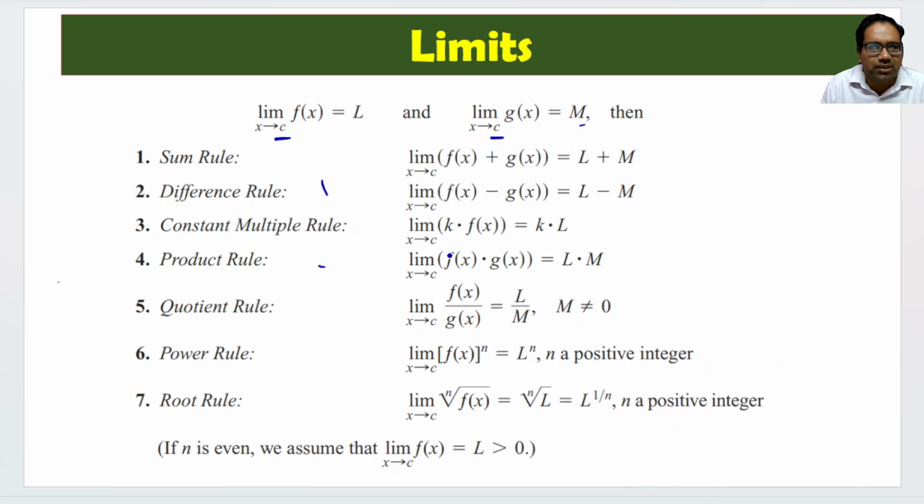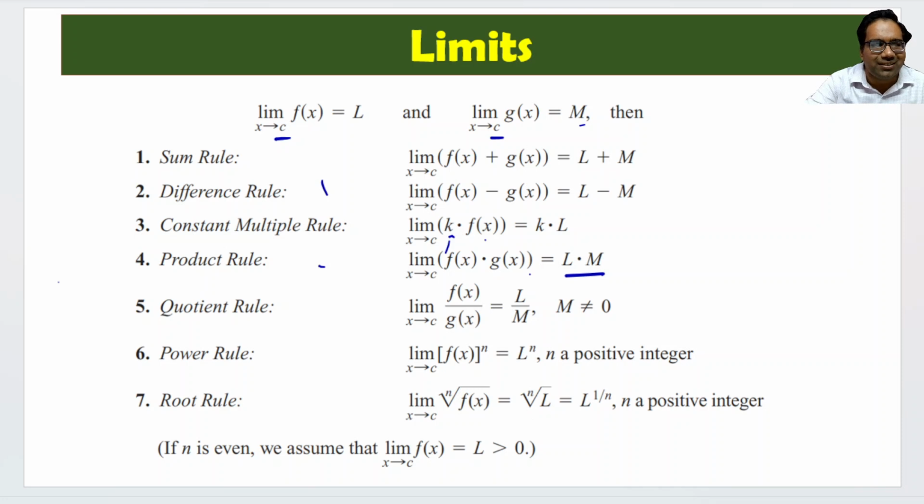If one of these functions is multiplied by a constant, and if we try to find the limit of constant into function, it is equal to constant into limit. Similarly, if we try to find the limit of a product of functions, it is actually equal to the product of limits. Similarly, for division also, for power also, for under root also. Please note, for under root, whatever limit that we are talking about, that should be greater than 0 if the root is an even number. If it is an odd number, that should be fine.